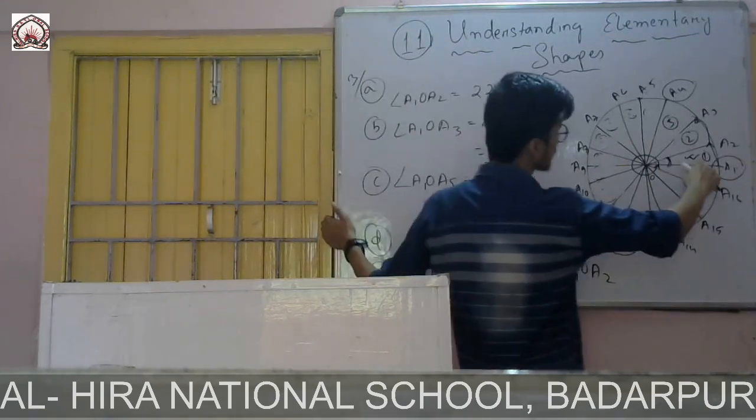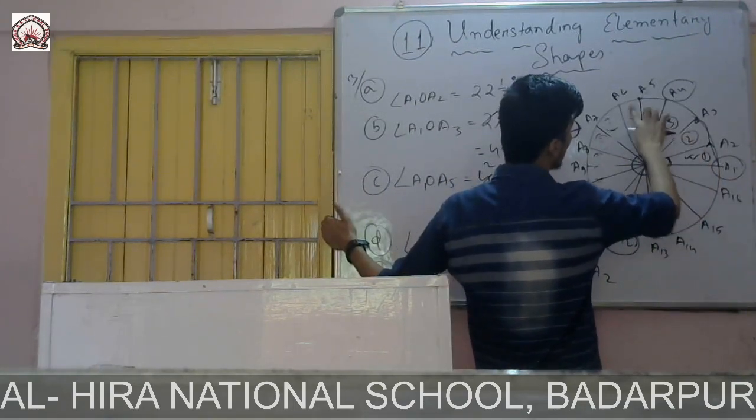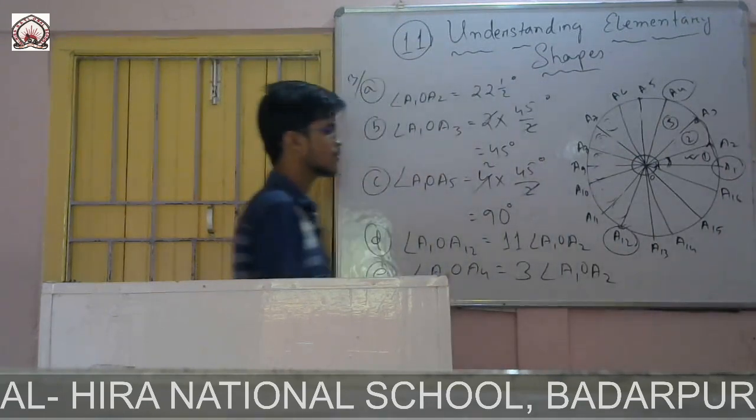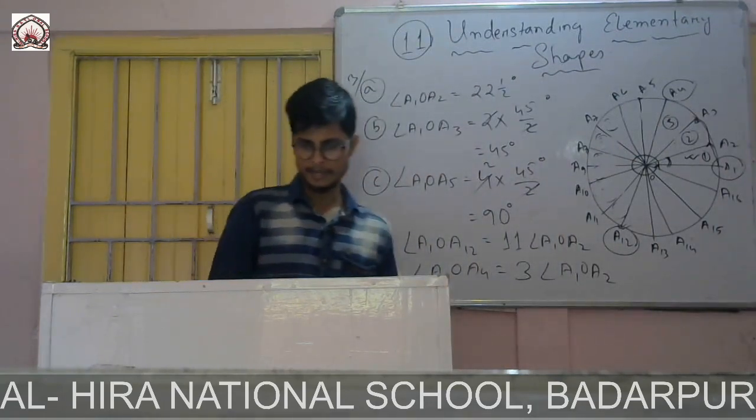How many times do you see? 1, 2, 3. 3 times. So it will be 3 into angle A1 or A2.